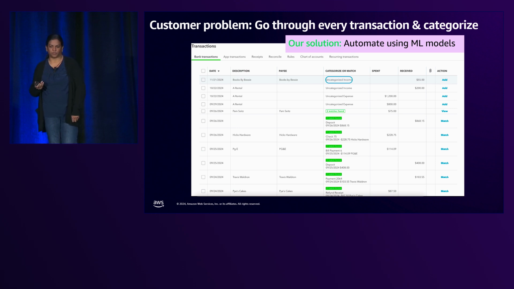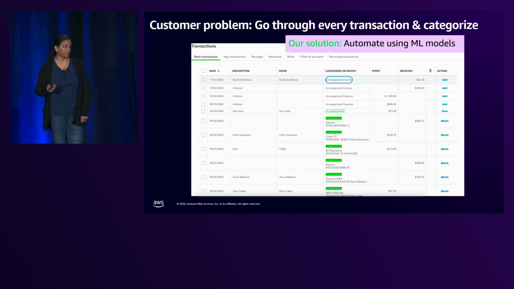So here is the customer problem. Going through every single transaction, categorizing them one at a time manually is an extremely time-consuming process. So if you're a really successful small business, you might have hundreds or even thousands of transactions every week that you will have to categorize, spending hours. And this is time that you should be instead focusing on your business. So fortunately, that's not the case.